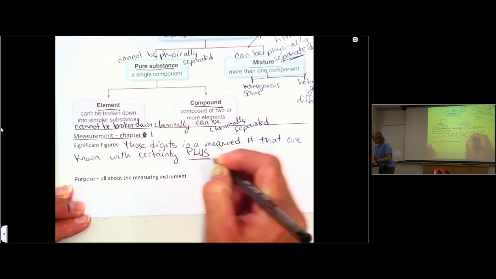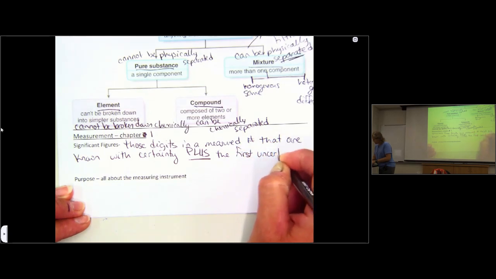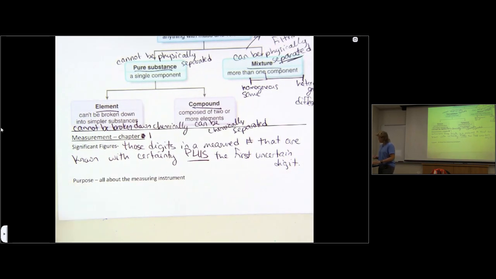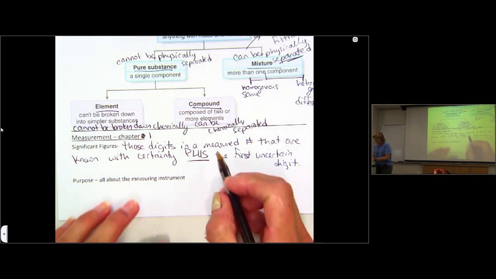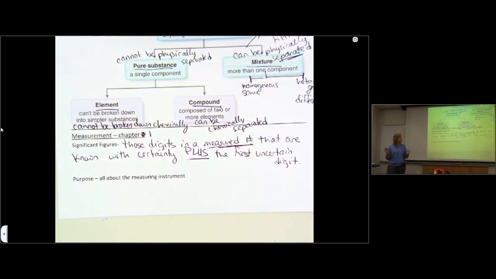plus the first uncertain digit. Those digits in a measured number that are known with certainty plus the first uncertain digit. A couple of things I want to point out here and dissect in this statement. Measured number. That's the key. The key to understanding significant digits is the fact that it is a measured number.